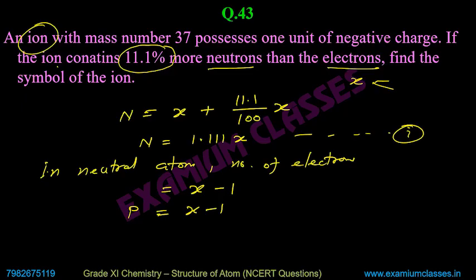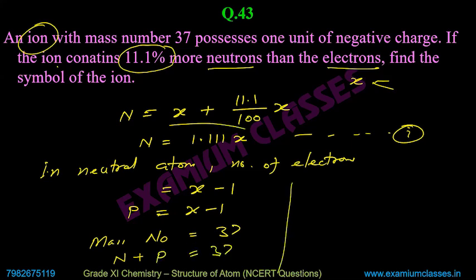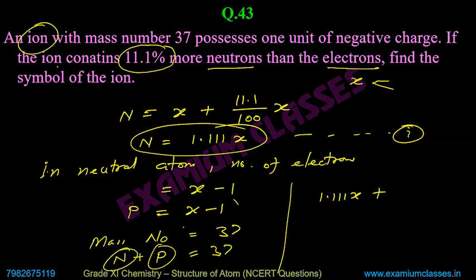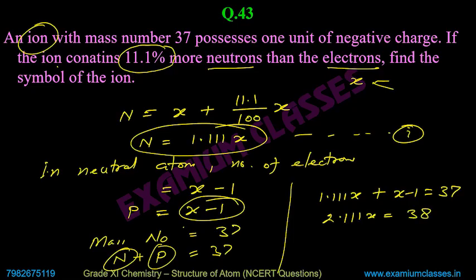Now you can apply the formula. Mass number is given as 37, meaning N plus P is 37. N from here is 1.111x and P from here is x minus 1, equated to 37. Means 2.111x will be equal to 37 plus 1, that is 38. X will be 38 divided by 2.111.